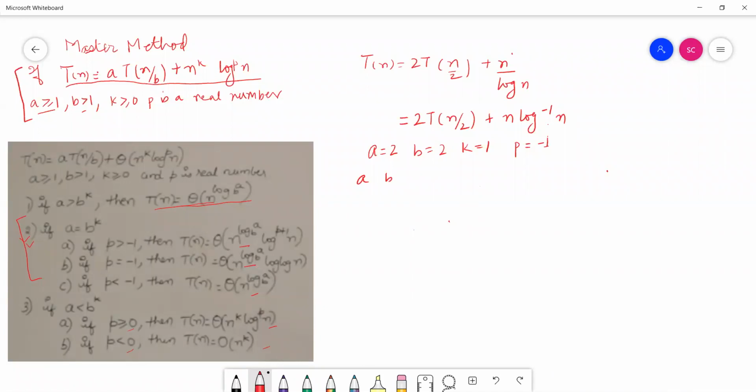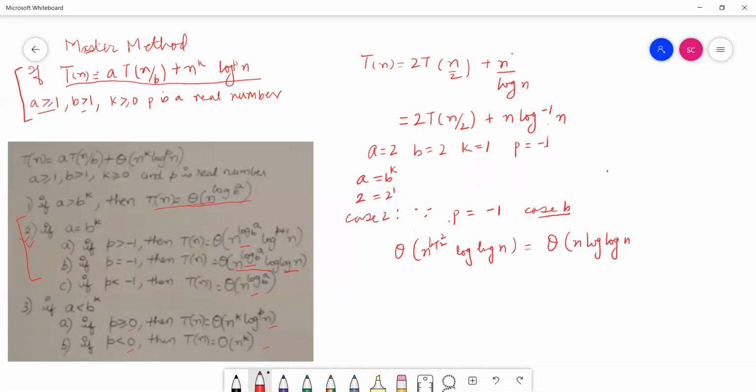Again we'll check A and B to the power k. Obviously 2 is equal to 2 to the power 1, so again case 2 will apply. Since P is equal to -1, sub case B will apply. Sub case B says this will be the time complexity: theta of n log^(1-1)... that is, n to the power log B base A, log log n. So n log 2 base 2 times log of n, so this is theta n log n. Simple. Note it down very quickly, we'll move to the next one.